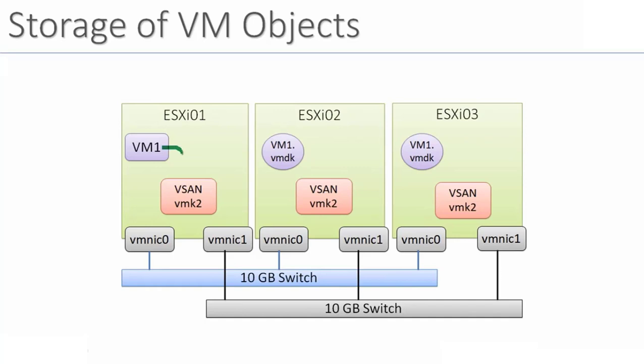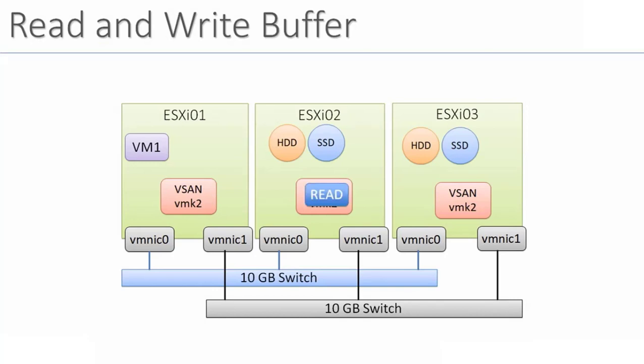Suppose we have a VM1 and its VMDK storage file is saved on another host, which is ESXi2, and another copy of this file is also saved on another host, which is ESXi3. So the virtual machine is present on ESXi1, but its file is present on two separate hosts. Also, in host 1, host 2 and host 3 we have a read and write buffer.